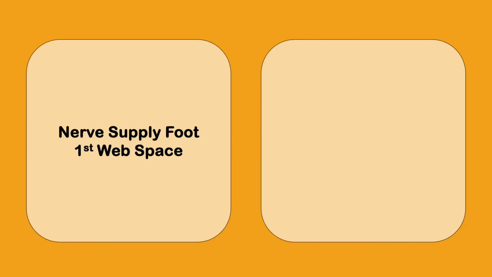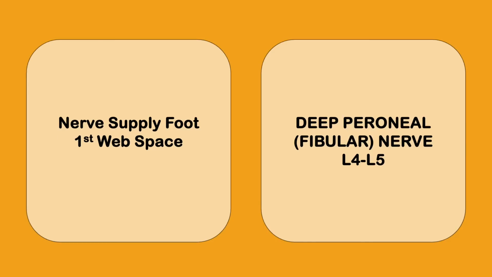Nerve supply of the foot: the first web space between the great toe and the second toe is supplied by the deep peroneal nerve, or the deep fibular nerve, which is L4 and L5. This is a very high yield topic, and this is likely to show up on the exams.